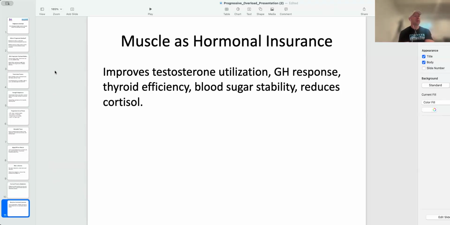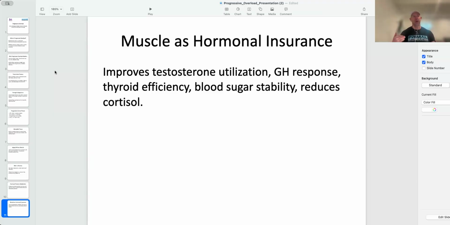So with muscle, I mean, it's such a big impact on your hormonal stability and balance. It improves your testosterone utilization, your growth hormone response, thyroid efficiency, your blood sugar stability, and it's going to reduce your overall cortisol and manage your inflammatory response. So all that across the board is a huge win-win.